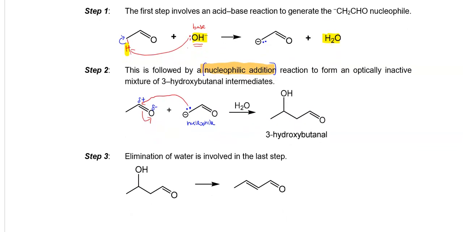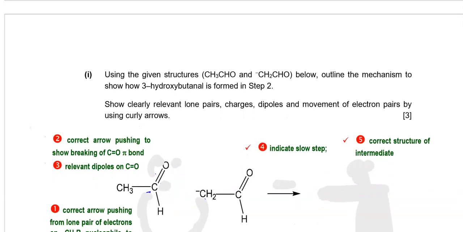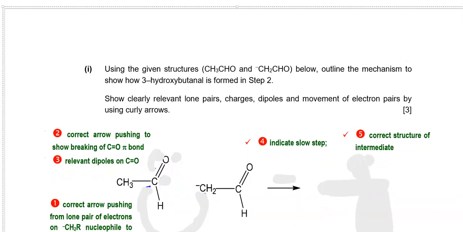And then later on, elimination of water occurs. In this elimination reaction, you have a double bond here. This is where the water comes out as H2O. Okay, so that's just a quick understanding of the mechanism. We're supposed to draw a mechanism for step 2, using the given structure. So you can take a look at what I've drawn earlier on.